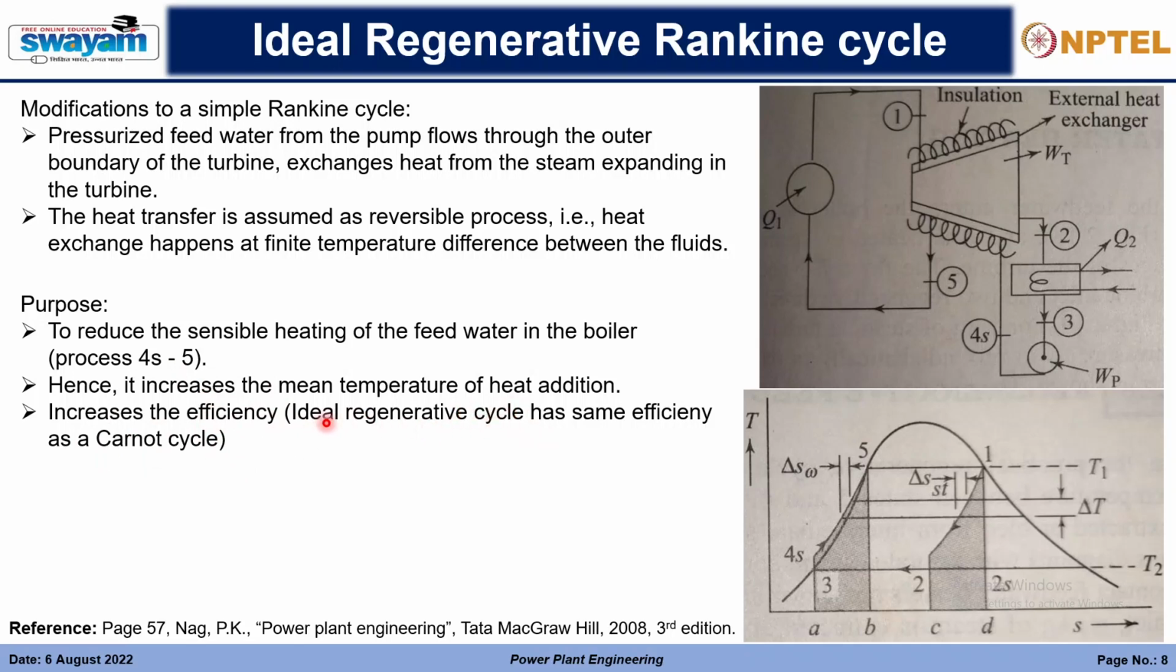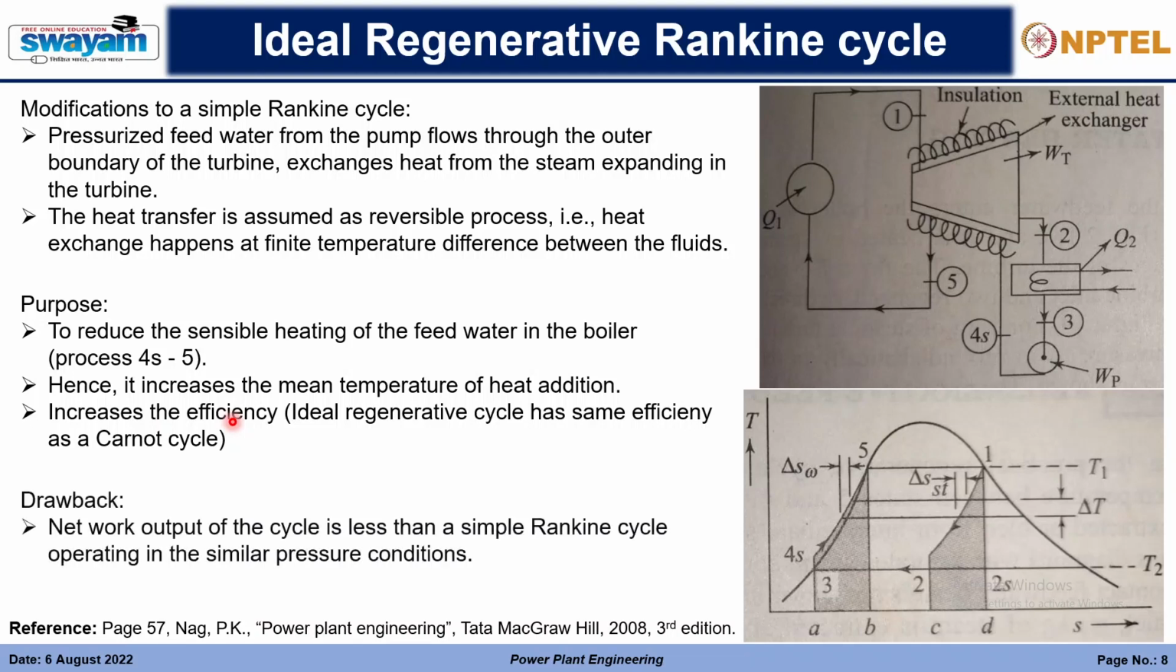This I will show you: the ideal regenerative cycle has the same efficiency as the Carnot cycle. So this is a very interesting fact. It increases the efficiency, but the drawback is that the net work output of the cycle is less than a simple Rankine cycle, obviously, because the total enthalpy change in the turbine is now reduced by the heat extraction. So the net output will be reduced.